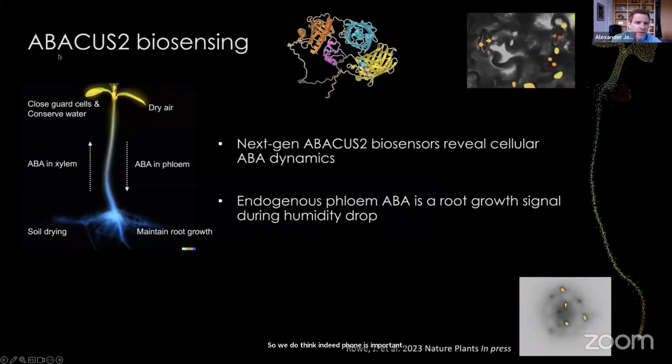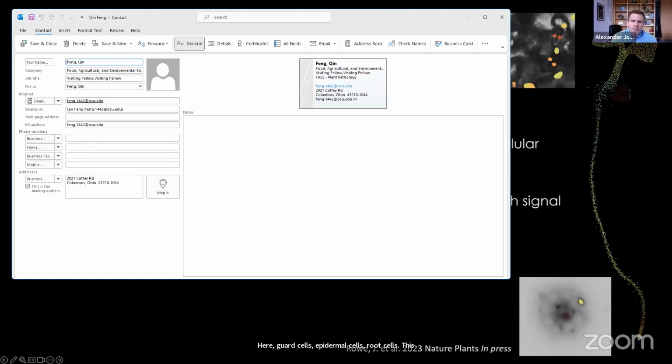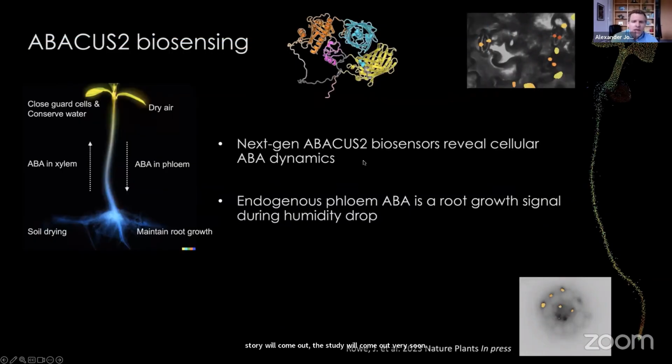So we found that with Abacus2 biosensing, we found a lot of different patterns. This is an entire seedling that we're showing you here. Guard cells, epidermal cells, root cells. This story will come out very soon, to be able to examine all the different measurements Jim was able to make. And today I've told you that we are quite interested in the idea that endogenous phloem ABA is a root growth signal during leaf humidity drop.